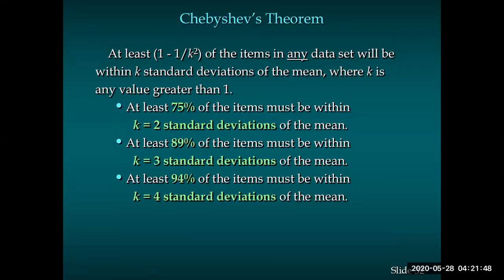So if I put 2 here, I will get 1 minus 1 by 4, which will be 75%. So 75% of the data should be within 2 standard deviations. If I put k to be 3, naturally 1 minus 1 by 9 will give me a percentage value of 89%. That should be within 3 standard deviations. And if I put k to be 4, that has to be 1 minus 1 by 16. Do the math here and multiply it by 100, and you will get 94% of the items should be within k standard deviations of the mean.